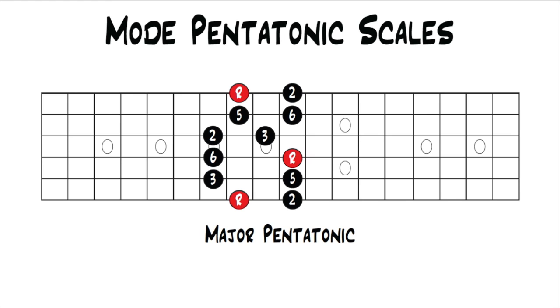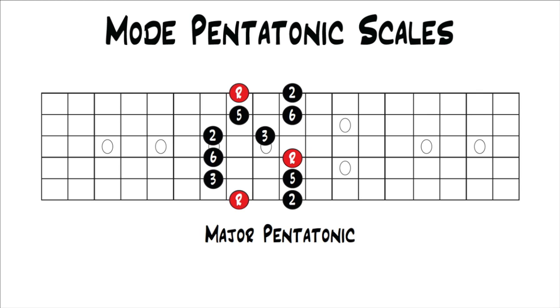So first we'll just start with the major pentatonic scale, which you know is root, 2, 3, 5, 6. And again, that doesn't create any of the sounds of the modes because any of the major modes have those intervals, so it doesn't have any of the color tones from any of the modes.